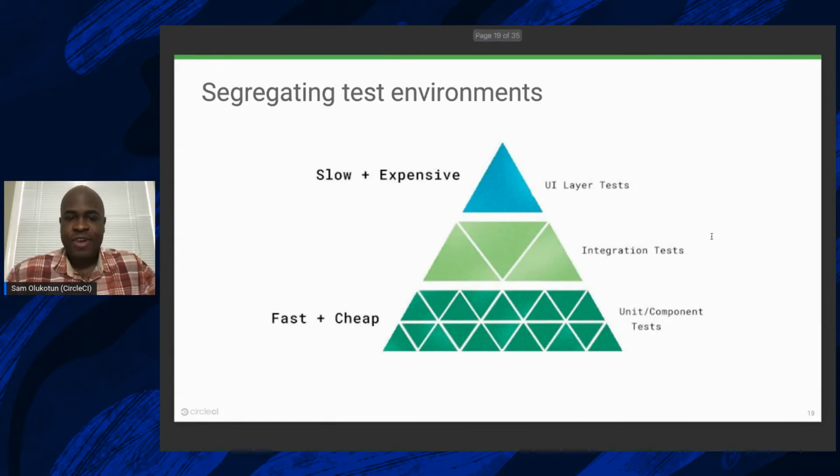Take, for instance, this graphic of segregating a test environment for a front-end application. What you can do is you can run unit or component tests, which are typically faster and cheaper and take less resources, and you can run this on every commit.